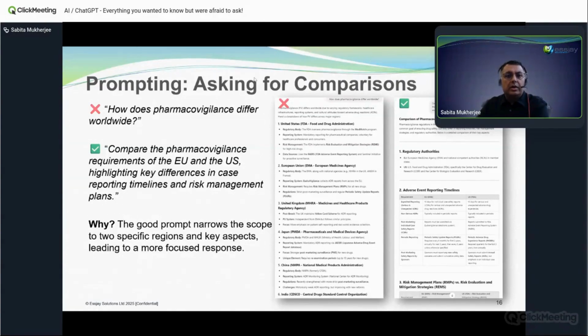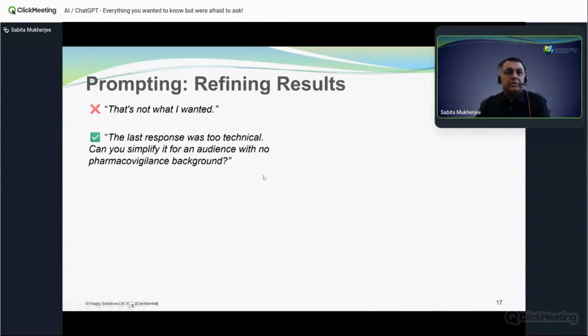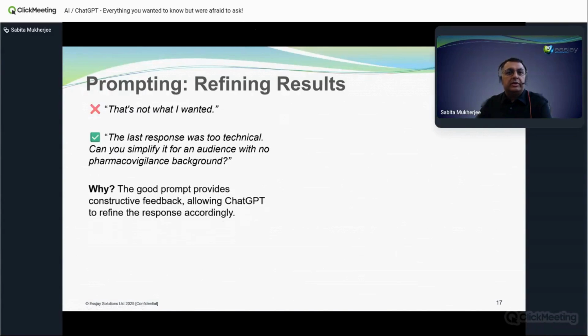Okay, let's look at our final example, refining results. Now, this is a really bad prompt. That's not what I needed. Versus, the last response was too technical. Can you simplify it for an audience with no PV background? Why is that second prompt better? Hopefully you're getting the flow of this. The good prompt provides constructive feedback, allowing ChatGPT to refine the response accordingly.